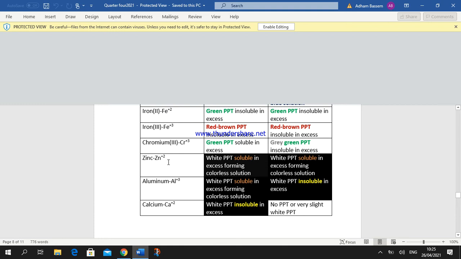The third one, zinc. Zinc, by adding a few drops of aqueous sodium hydroxide, forms a white precipitate that is soluble in excess, forming a colorless solution like aluminium. And in the case of ammonium hydroxide, adding it to the zinc forms a white precipitate, soluble in excess, forming a colorless solution.